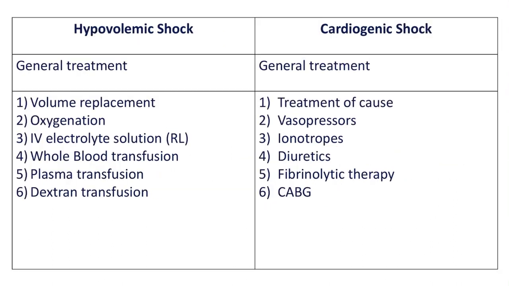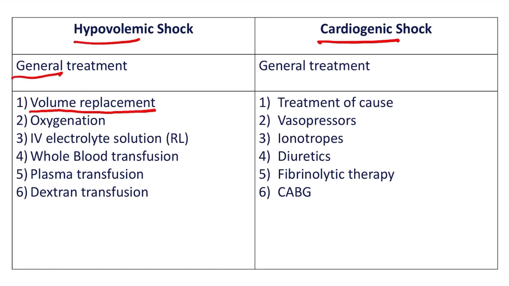Now we will see two important types and their main treatment: hypovolemic and cardiogenic shock. In hypovolemic shock, the general treatment is the same. You have to first maintain the ABC, airway, breathing and circulation. Then in hypovolemic shock, you have to treat the cause. In both types, hypovolemic and cardiogenic, you have to treat the cause. In hypovolemic shock, the most important treatment is volume replacement.